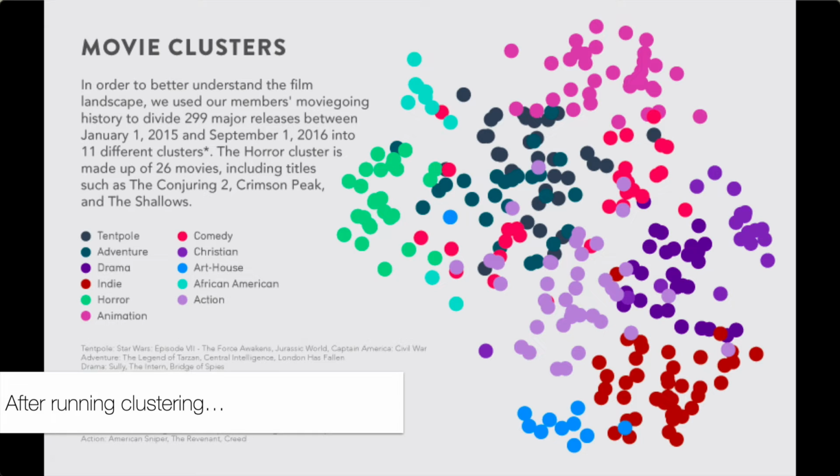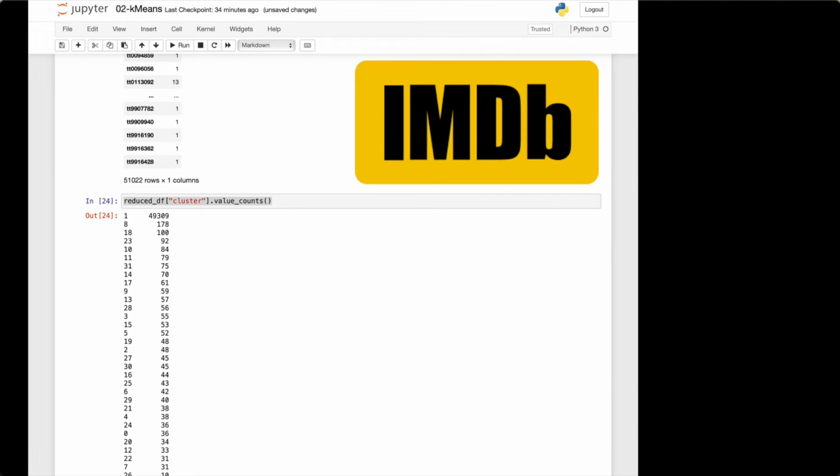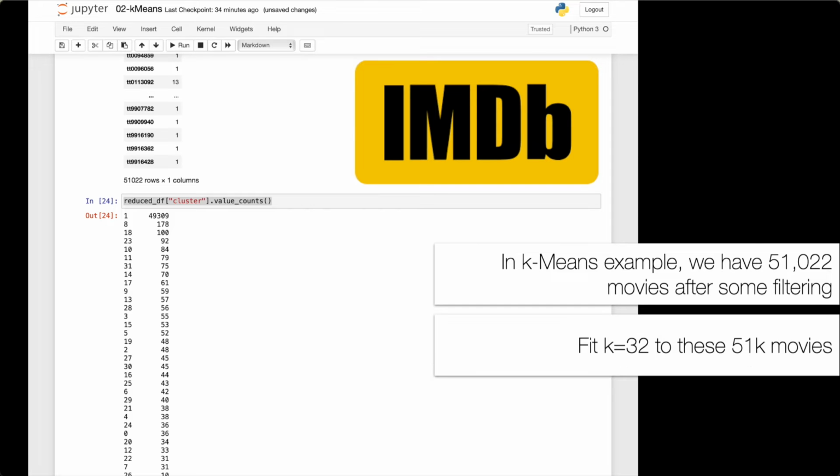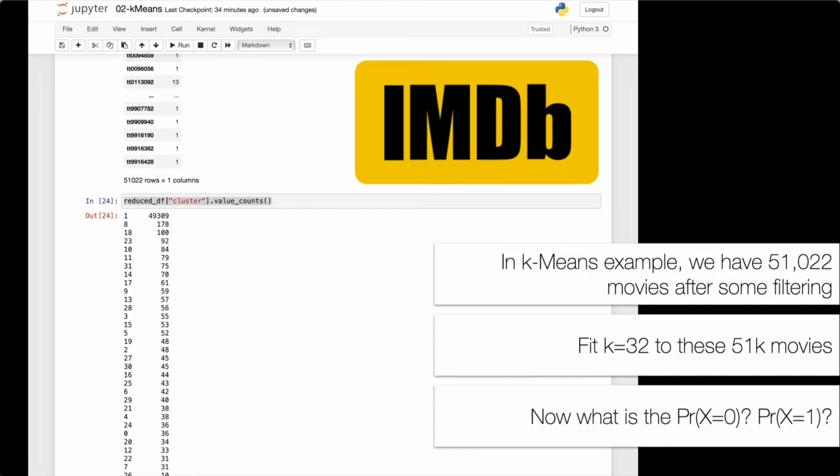But after we run the clustering, maybe not even with insight into what kind of movies are in these clusters, we might have some insight about how big each cluster is, and then we can evaluate this differently. Here, this is after we've run this k-means algorithm against about 51,000 movies, and we see that the vast majority of these are actually in cluster 1. We've set k equals 32 for these 51,000 movies, and we see 49,000 of them are in cluster 1, 178 are in cluster 8, and 100 are in cluster 18.